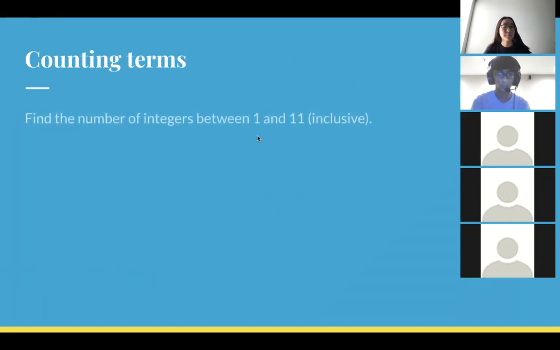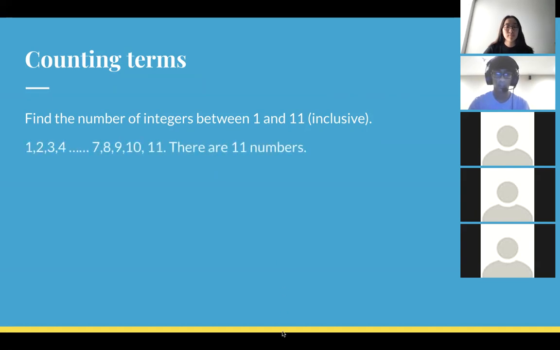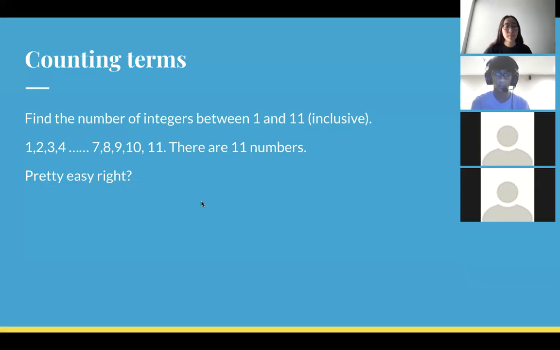All right, the first question. Find the number of integers between 1 and 11 inclusive. If we use our fingers and count, we go 1, 2, 3, 4, 5, 6, 7, 8, 9, 10, 11, and we realize that there are 11 numbers instead of 10. It's not just 11 minus 1, because both the 1 and the 11 are being included, so there's actually going to be 11 numbers.